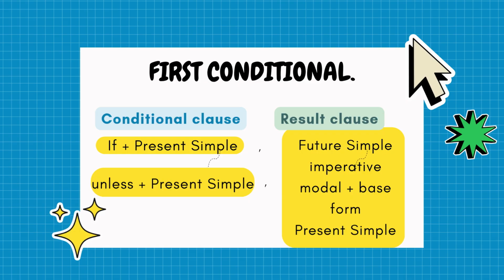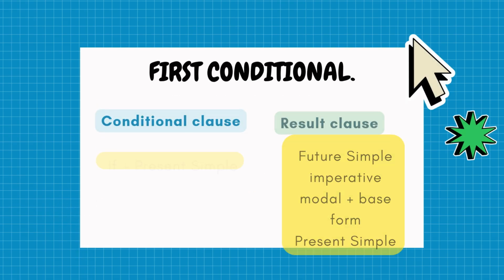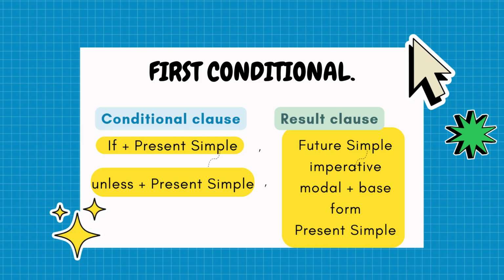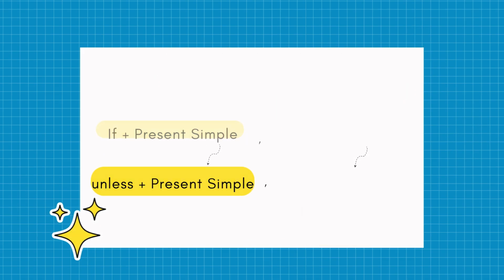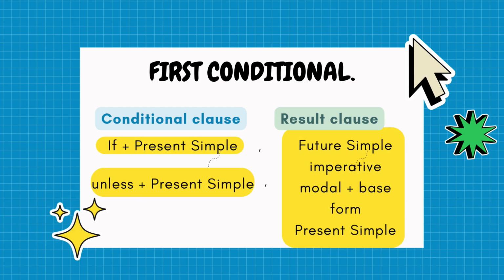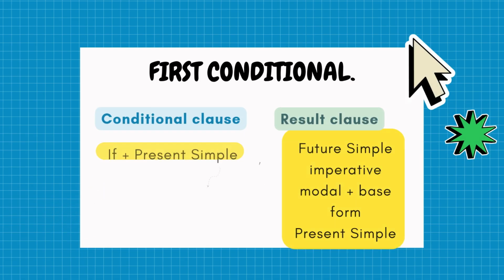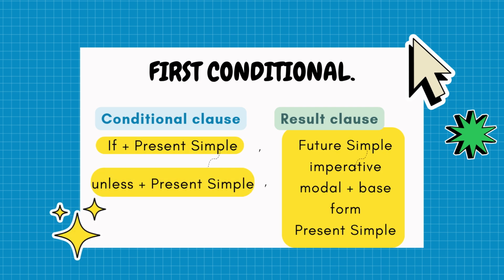First conditional. Conditional clause: if, plus present simple; unless, plus present simple. Result clause: future simple; imperative; modal, plus base form; present simple.